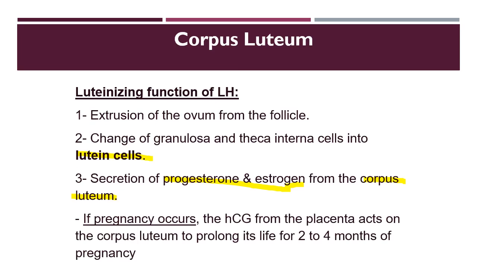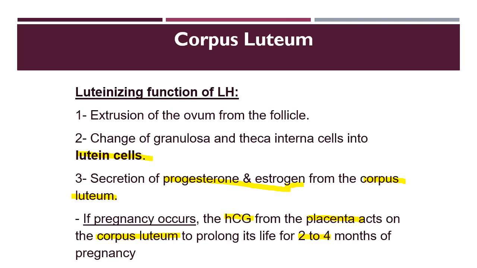Now, if pregnancy occurred, then the human chorionic gonadotropin hormone, HCG, secreted from the placenta, will act similarly to the luteinizing hormone. So it will act on the corpus luteum to promote secretion of progesterone and estrogen and prolong the life of the corpus luteum for 2 to 4 more months of pregnancy.